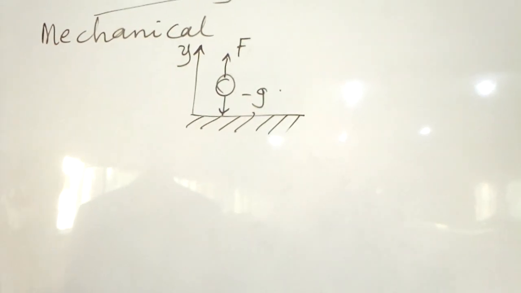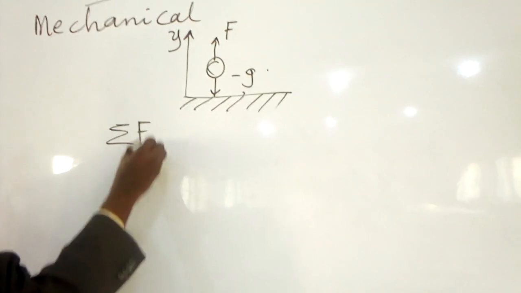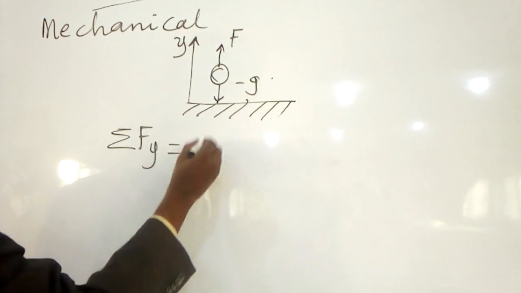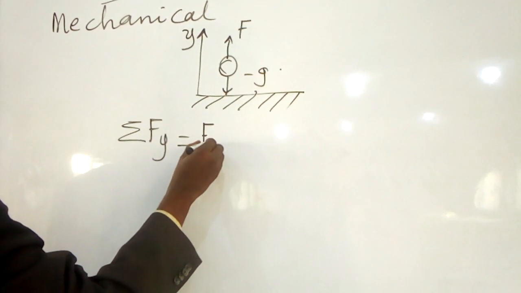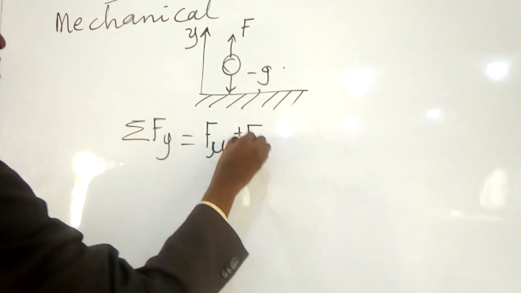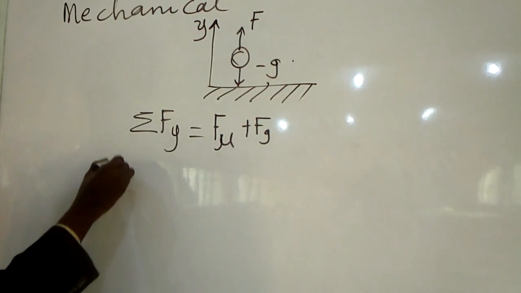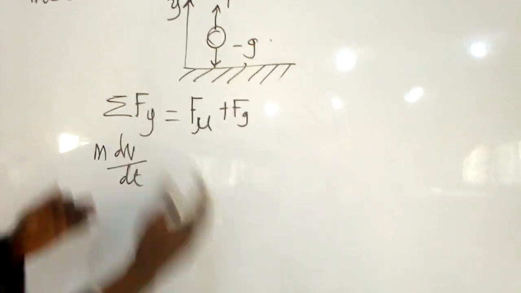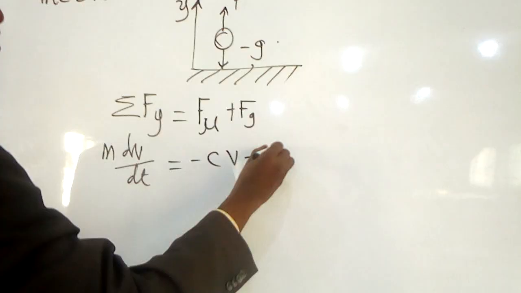noting that frictional reaction is also opposing the flow of the motion, so that sigma force, the total force along the y-axis, we are going to consider the force with respect to frictional effect, friction. Let's say force mu, the frictional factor. While we are also going to consider the gravitational force, Fg. Now we are looking at mass multiplied by dV/dt. Mass times acceleration according to Sir Isaac Newton is equal to minus CV minus mg.